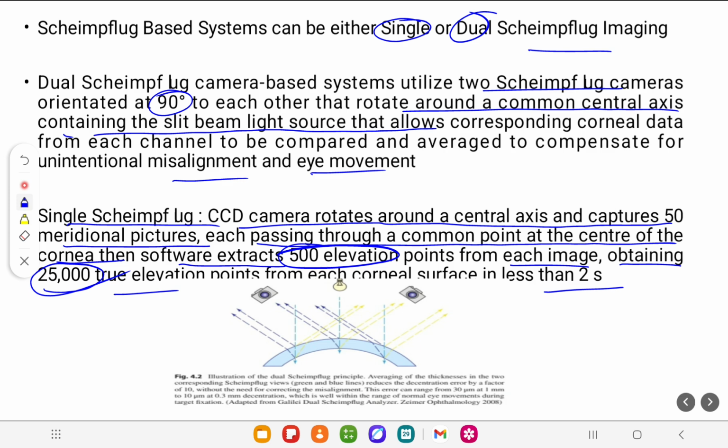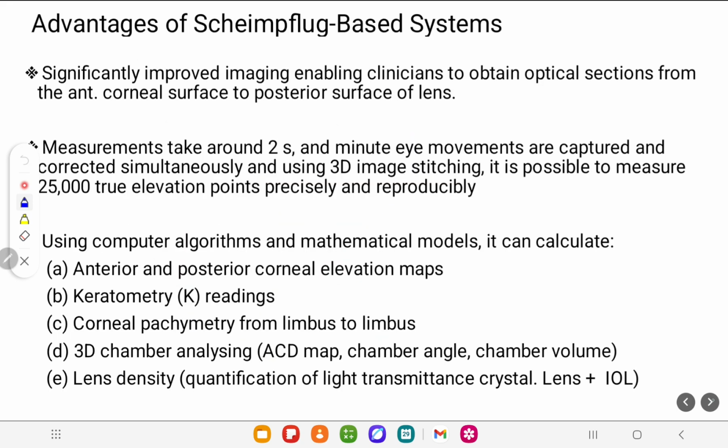Sometimes some machines have dual cameras, some machines have a single camera. For example, Pentacam has a single camera, and Galilei has dual cameras. I think the Bone series has a mixed type of Placido disc plus single camera. I think so. So that's it.